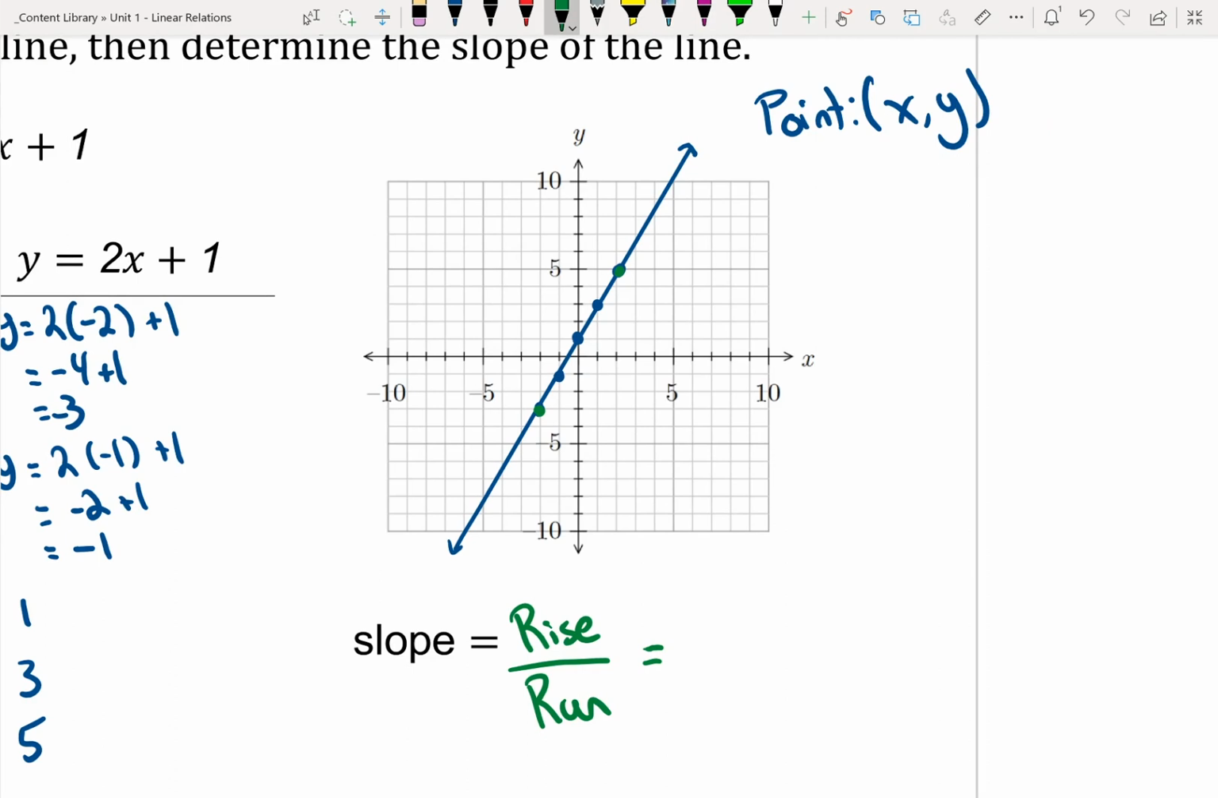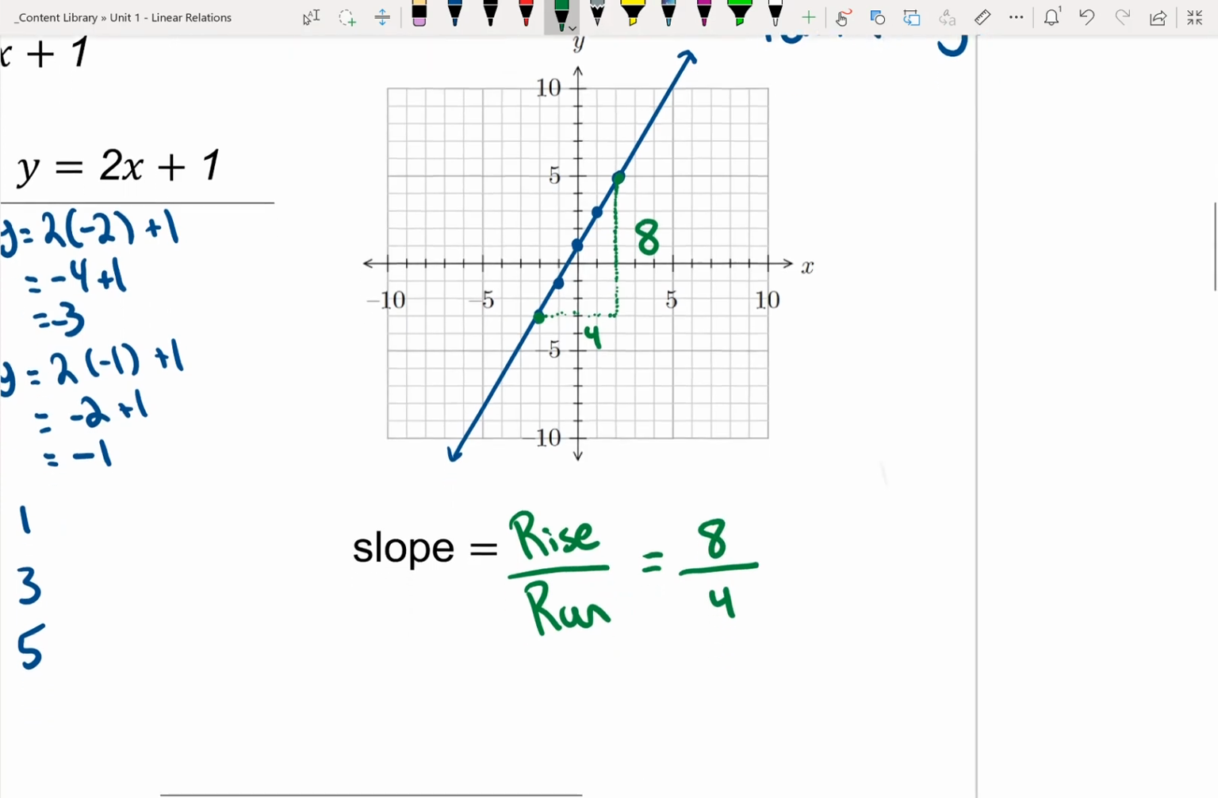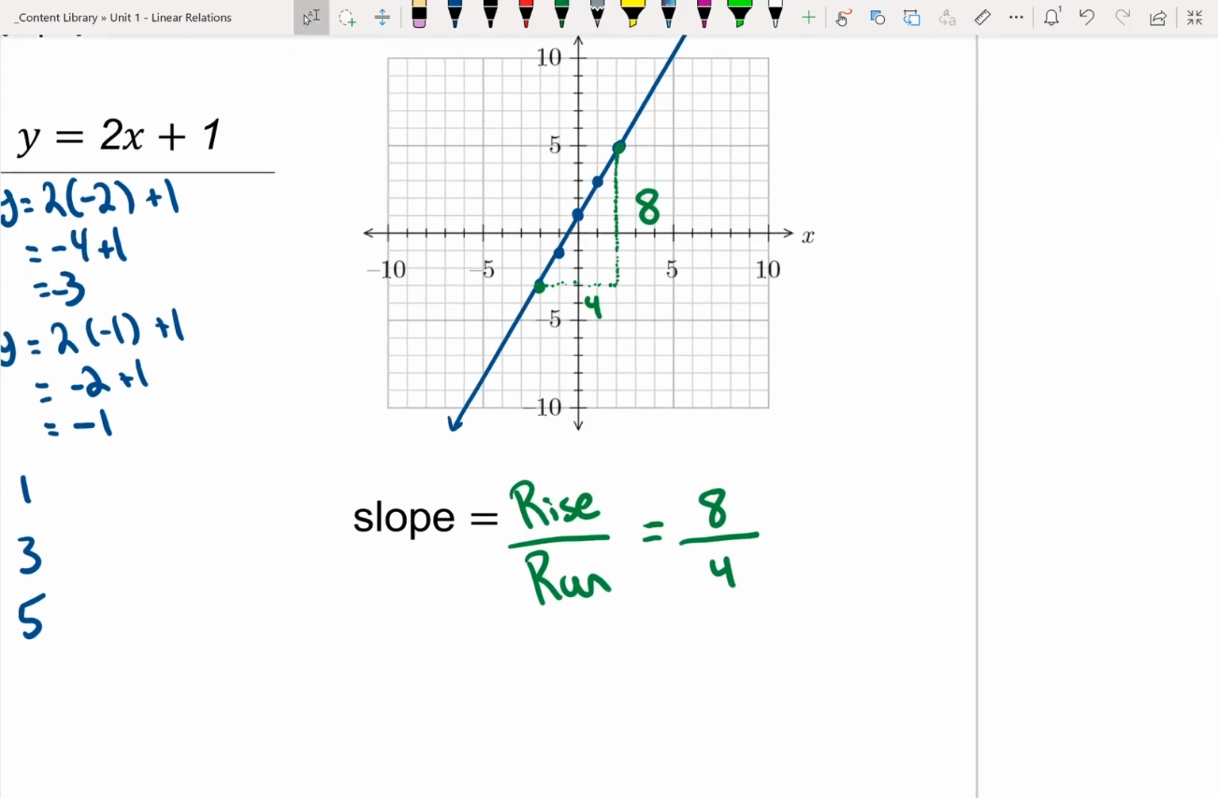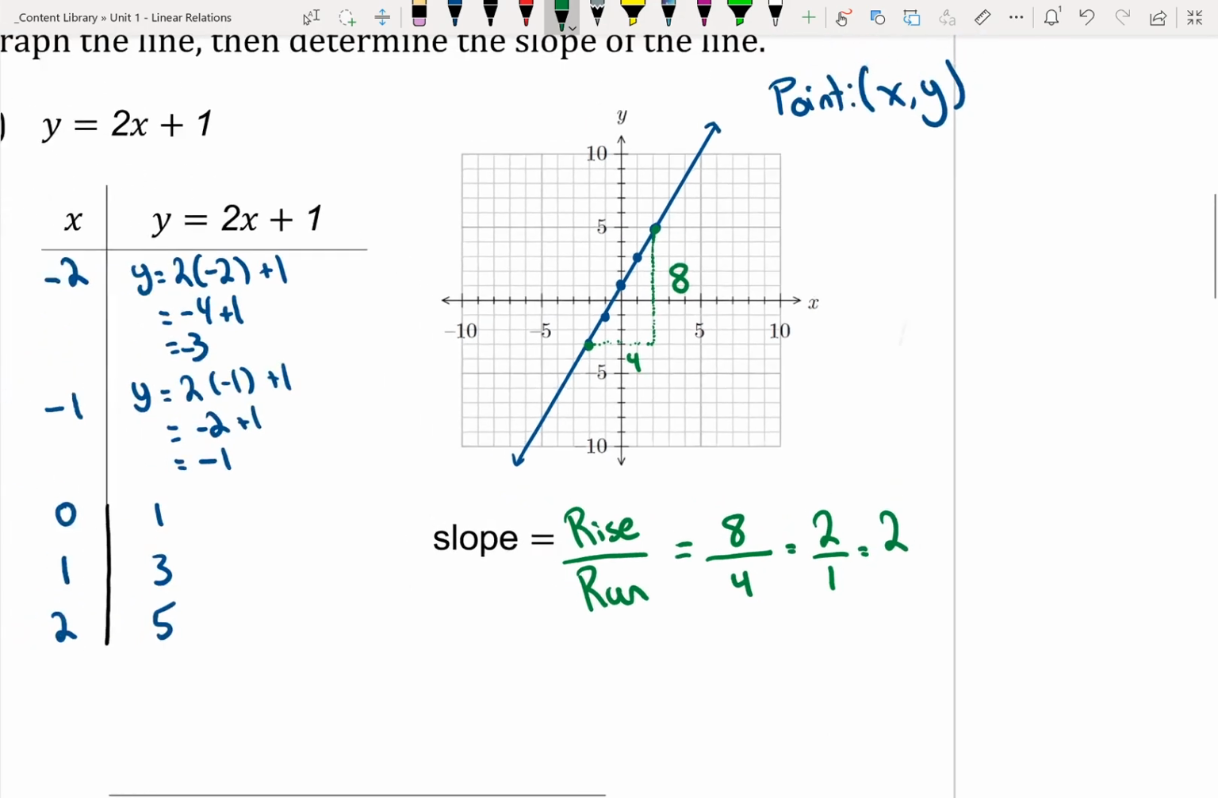So in this case, I'm going to go 1, 2, 3, 4 units to the right. That means my run is going to be 4, and I'm going to go 1, 2, 3, 4, 5, 6, 7, 8 units up, so plus 8. That means that my slope, or rise over run, is 8 over 4. This I can reduce to 2, or 2 over 1. So that's my slope.